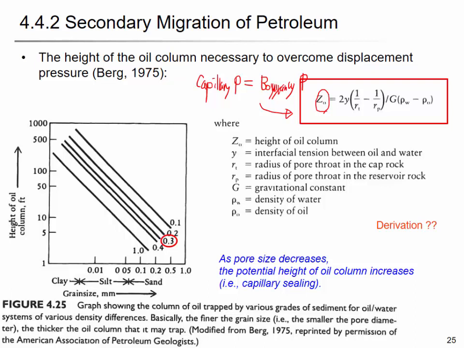So what is this graph telling you? As the grain size decreases, which means that the pore size decreases in this direction, pore size R decreases, right? And then the height of the oil accumulation also increases.